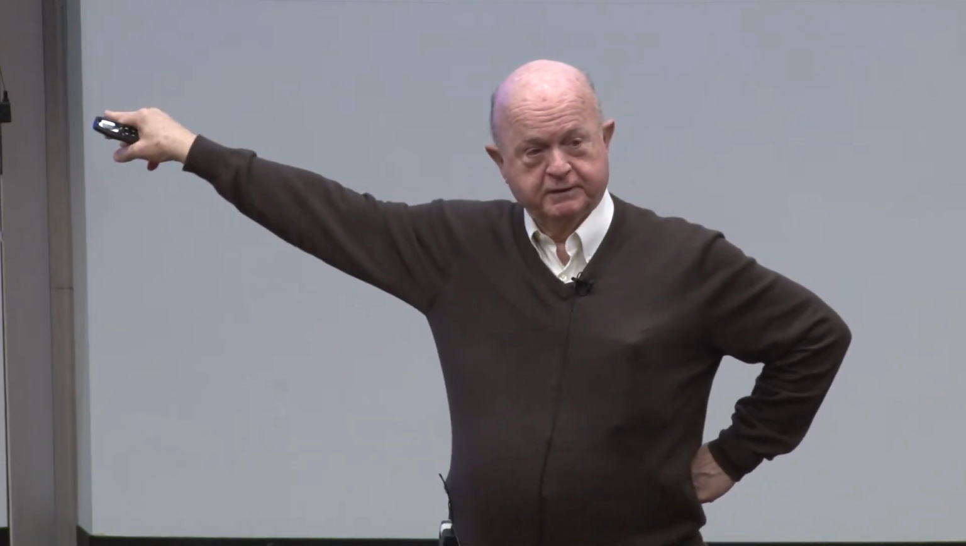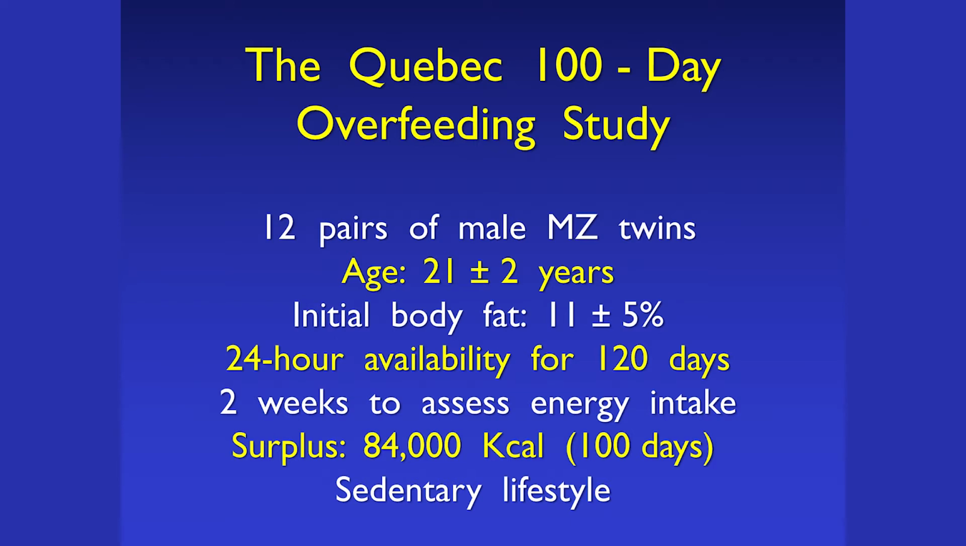So they brought in these identical twins, 12 pairs, age 21. They were around 11% body fat, so they weren't heavy, they weren't fat. They had them available for 120 days, 24 hours a day, and they controlled everything they did and everything they ate. So they had 2 weeks to determine how much to feed each particular person to maintain their weight. Each one was different. Once they determined that, they fed them 1,000 calories a day more. Okay? So I'm normally eating 2,000 calories, all of a sudden I'm eating 3,000.